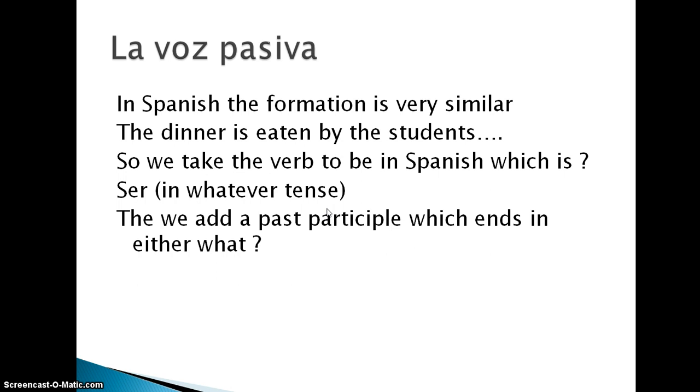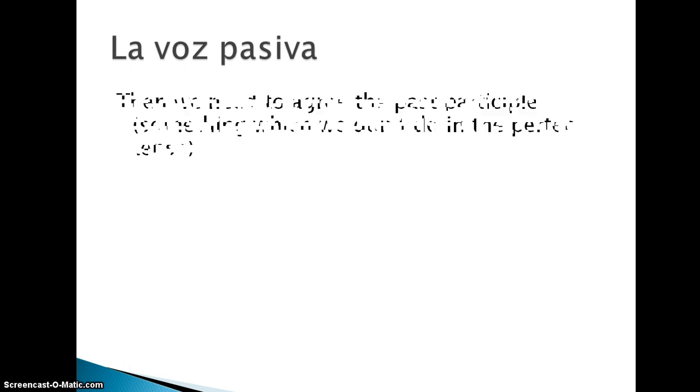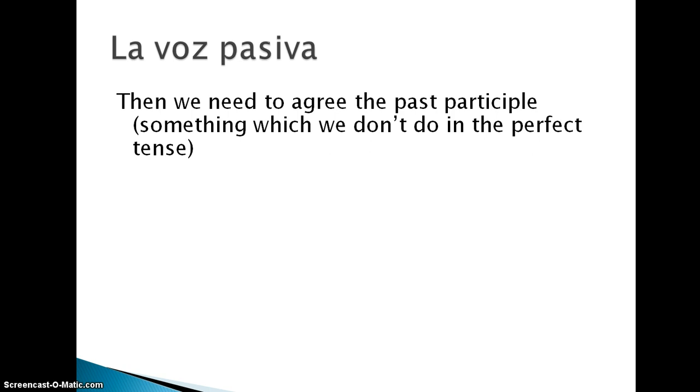If you remember the perfect tense, this is how we do it in the perfect tense as well. So if the verb ends in AR, we take the AR off and add ADO. If it ends in ER or IR, we take those off and add IDO. Now there are some irregulars, so you just need to look those up. If you look at your perfect tense notes, they'll tell you what the regular past participles are. Then we need to agree the past participle. Now we don't do this in the perfect tense, but it works a little bit like an adjective.